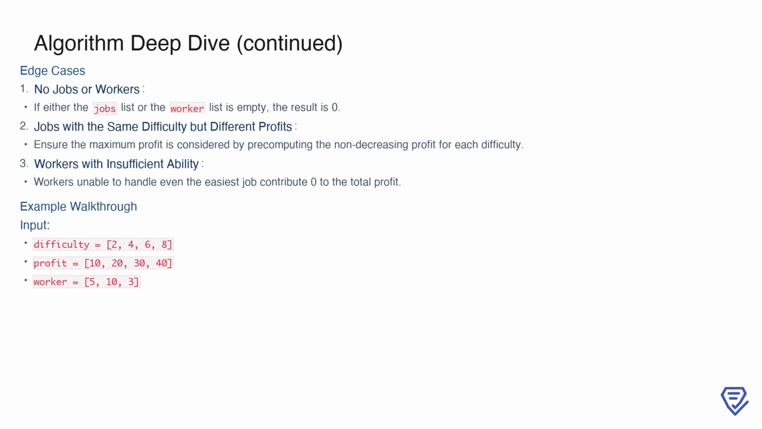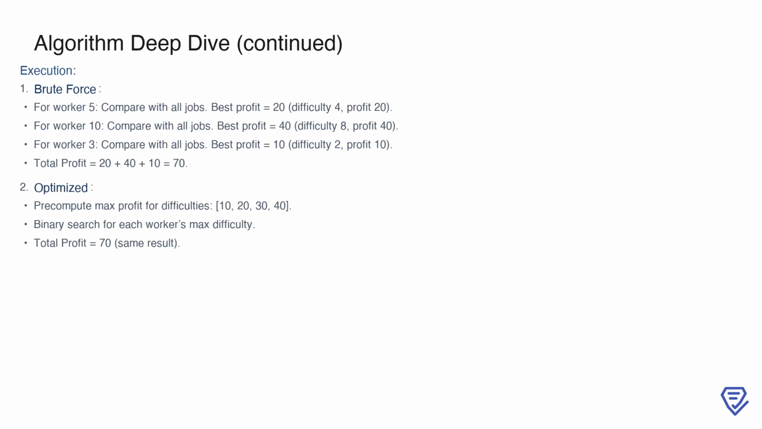To illustrate the algorithm, consider an example where difficulty equals 2, 4, 6, 8, profit equals 10, 20, 30, 40, and worker equals 5, 10, 3. We will evaluate the assignments and calculate the total profit for these inputs. Let's walk through the execution with both the brute force and optimized approaches.